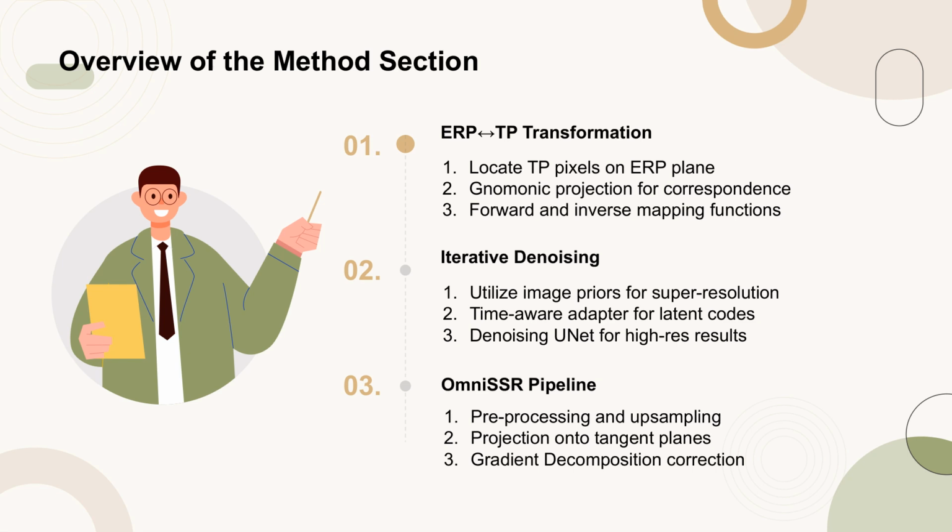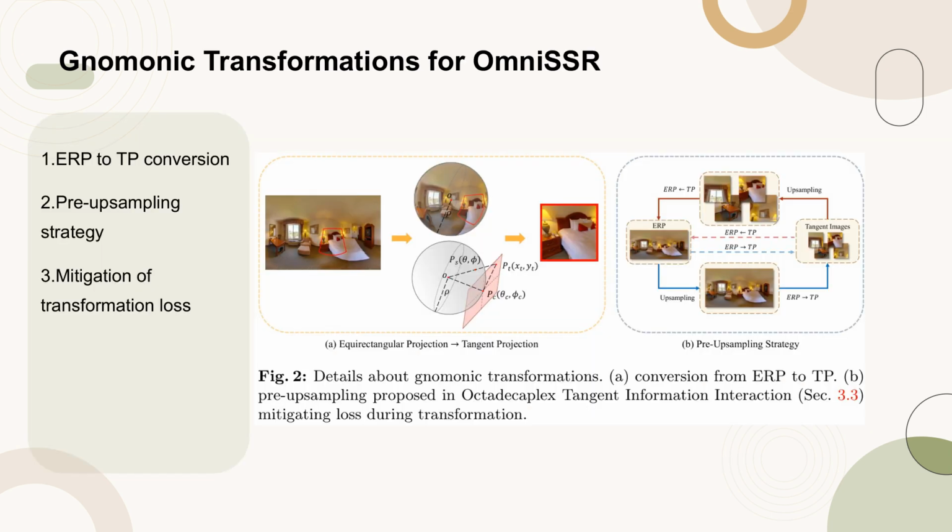The section then moves on to iterative denoising for super-resolution, where image priors are used to enhance the resolution of planar images through a time-aware adapter and denoising unit. Finally, the OmniSSR pipeline is outlined, detailing the pre-processing steps, projection onto tangent planes, and the use of gradient decomposition correction to ensure consistency in the super-resolution results. Figure 2 provides detailed insights into the gnomonic transformations used in the OmniSSR method.